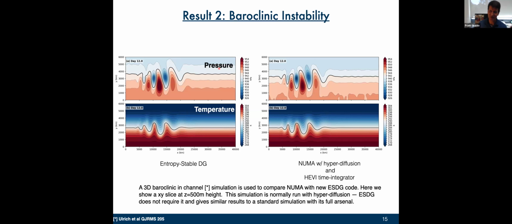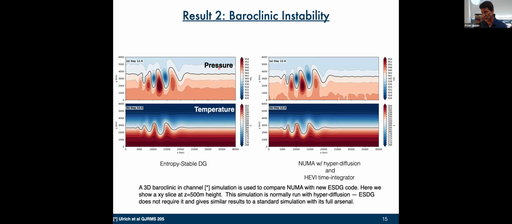So it's not getting any extra dissipation from implicit solvers, et cetera. And the results look really good. Like they're really close, right? And we've done these tests to convince ourselves that the entropy stable DG code is doing exactly what it ought to be doing, which is great. And this is a paper that we use this for, a GPU paper that we're writing.